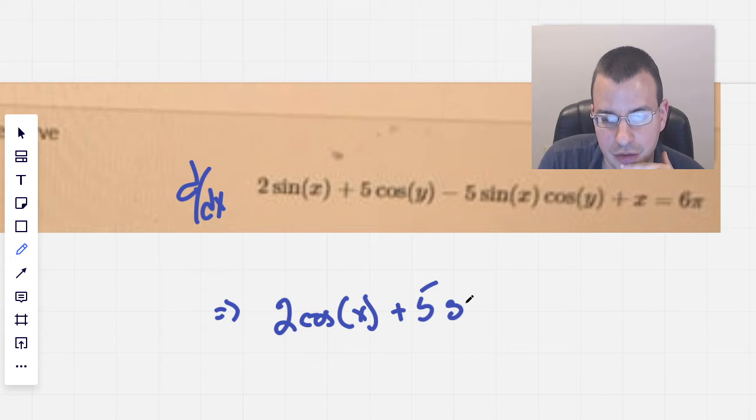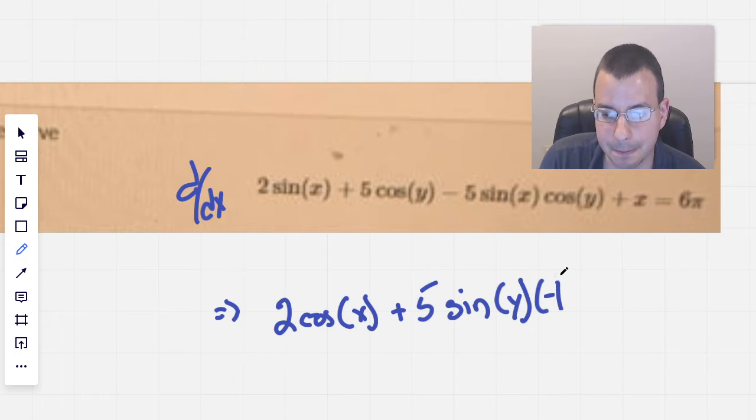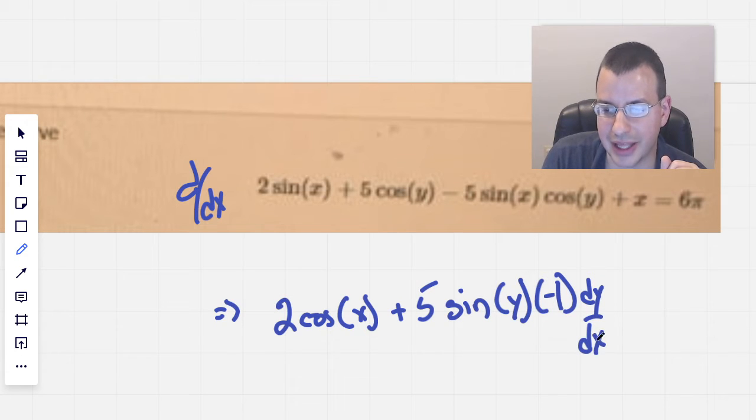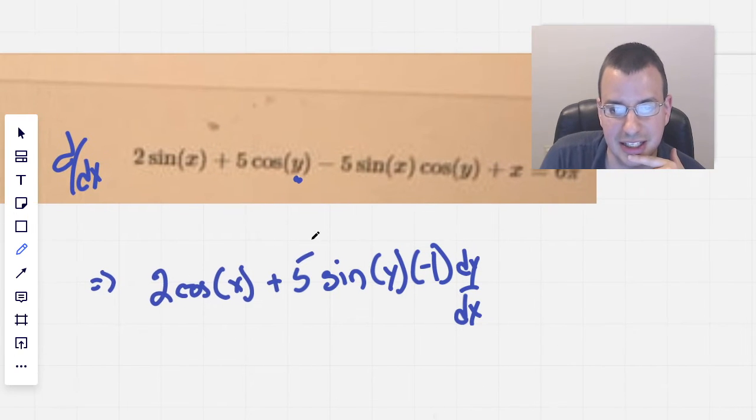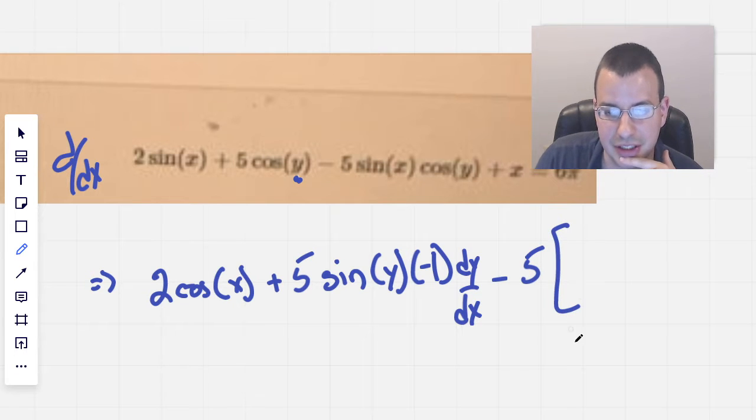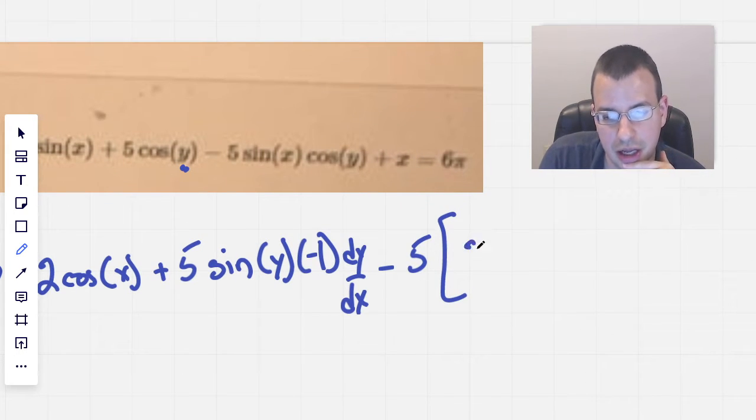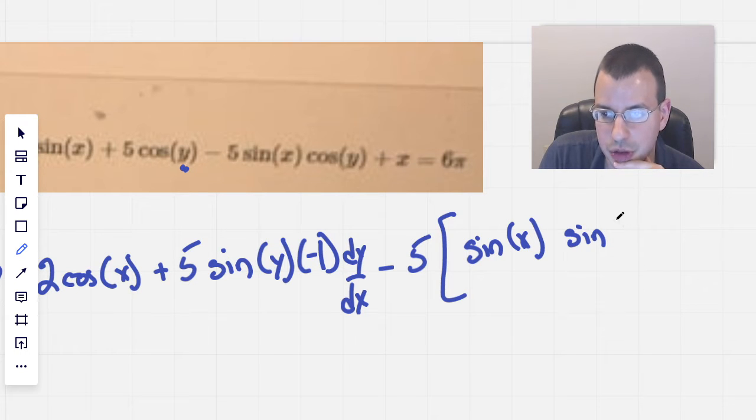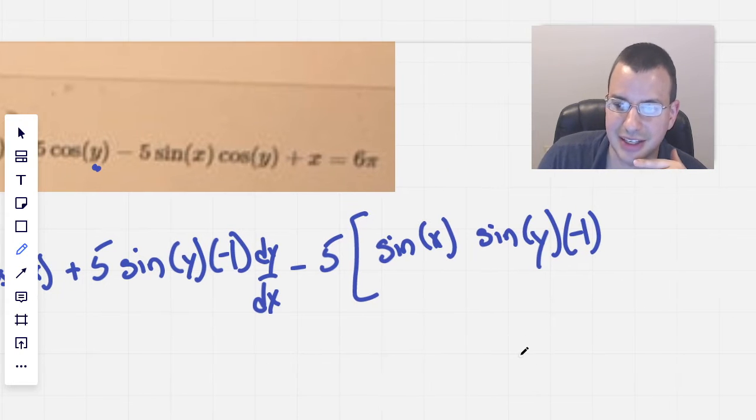Plus 5. The derivative of cosine of y will be negative sine of y, and we'll take the derivative of y with respect to x. The idea here is we took the derivative of the interior, y, and the derivative of y with respect to x is dy dx. Now we're going to do the product rule here, leaving the negative 5 on the outside. I'm going to start by saying sine of x is the one I don't take the derivative of. Then I multiply by the derivative of cosine of y, which we know from before is negative sine of y, and then we're going to have a dy dx.